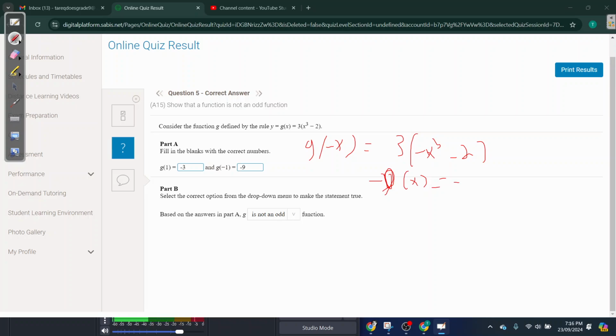Negative g of x equals negative your function. So just distribute the negative sign. You're going to see it's negative 3x cubed minus 2. Okay, so now this is positive. So this isn't an odd function because we had positive 3 negative x cubed, and then for negative g of x we had negative 3 positive x cubed. So it's not an odd function.